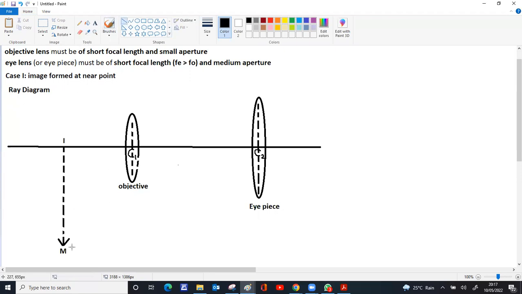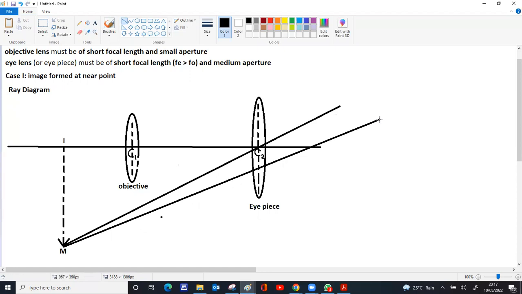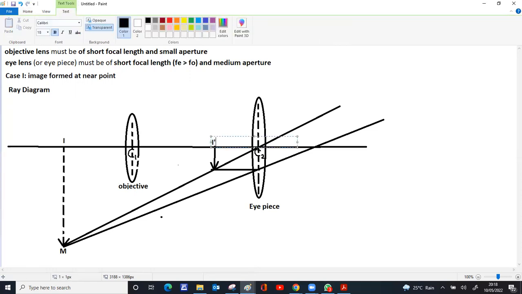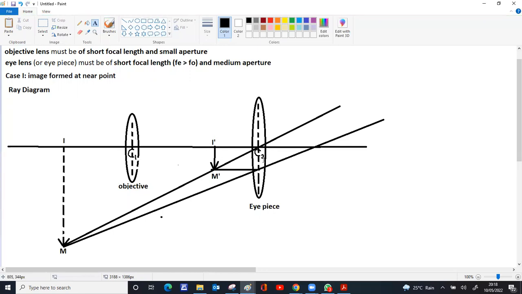So for this image formation, you draw one light ray from M to C2 straight. The second light ray from M passes below C2. Now, if you draw a line parallel to the principal axis from this particular point, we'll get the image formed by the objective. This is the image formed by the objective, which acts as the object for the eyepiece and forms the final image. If you mark this as I dash and M dash, this is the intermediate image, I dash M dash, acting as the object for the eyepiece.